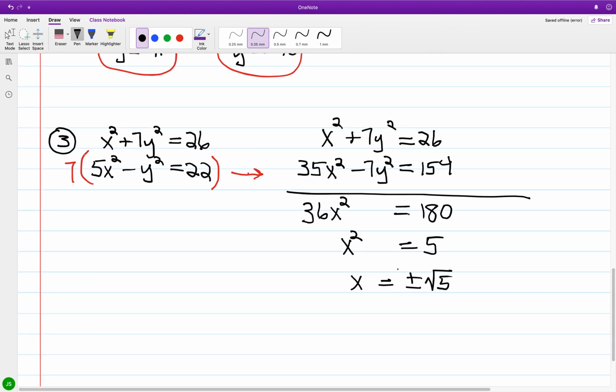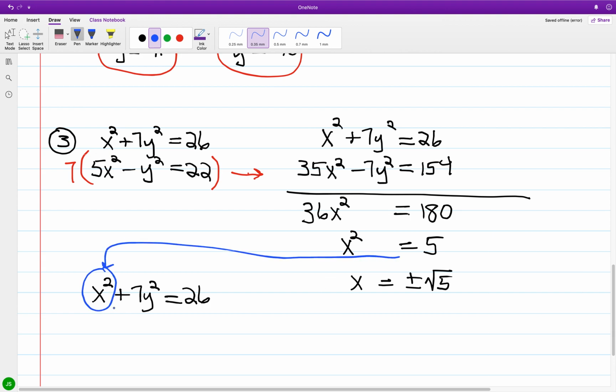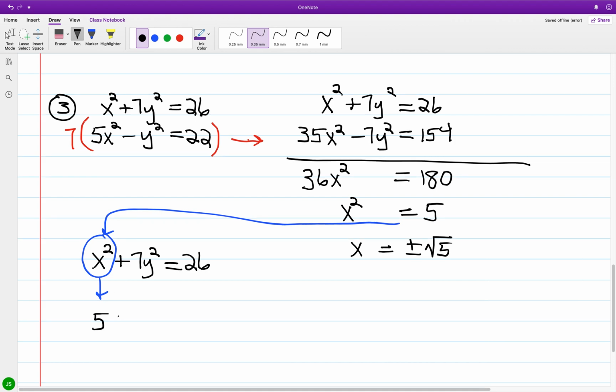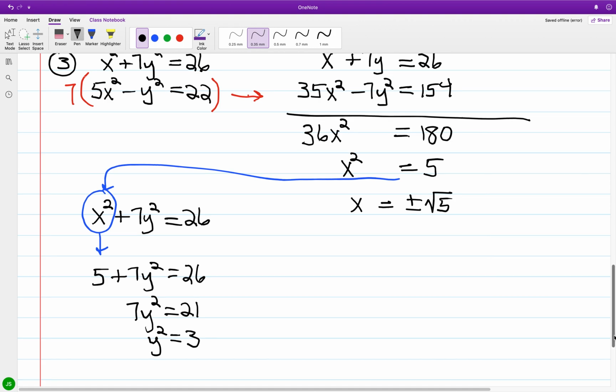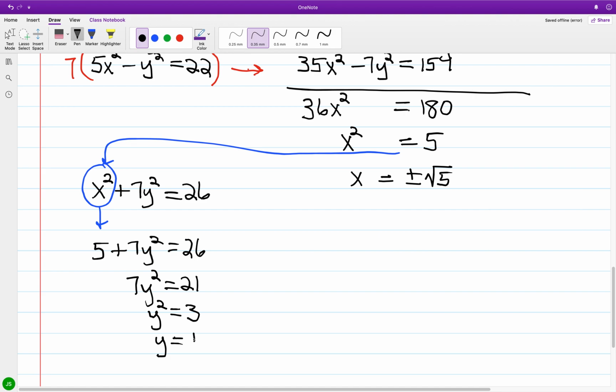Now, I can plug x squared at 5 into either of these two equations. Let's say I revert back to x squared plus 7y squared is equal to 26. I already have baked in that x squared is equal to 5. So I have 5 plus 7y squared is equal to 26. And if I take 5 away from 26, I have 7y squared is equal to 21. And with division by 7, we have y squared is equal to 3. In this case, from the square root property of equality, y is equal to plus or minus the square root of 3.